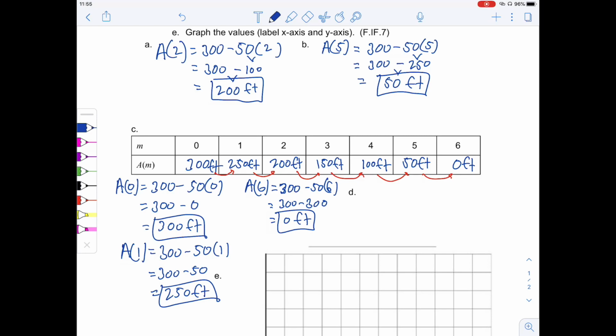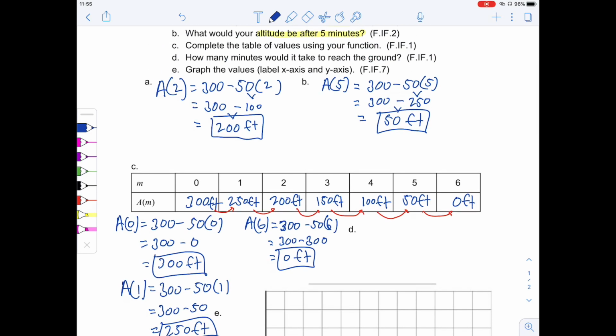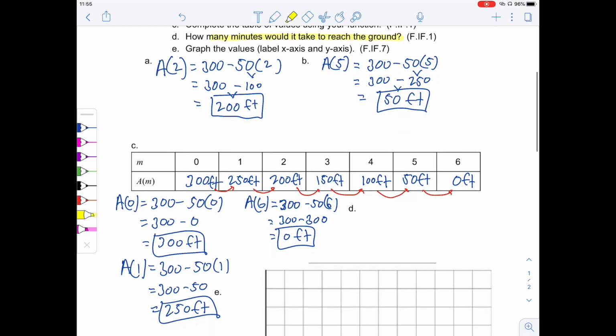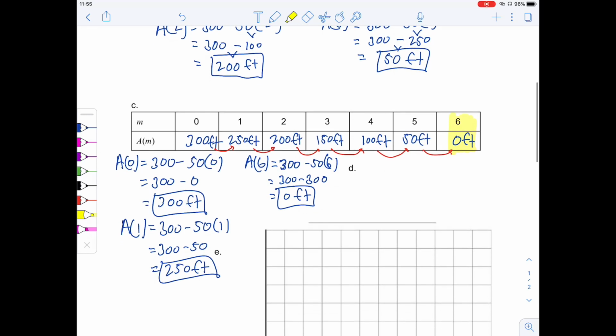And in part D, it asks, how many minutes would it take to reach the ground? So you're looking at when is your altitude 0, right? Because you reach the ground. So your altitude is 0 for this ordered pair, right? Your input is 6 minutes, your altitude is 0 feet. So your altitude is 0 feet at 6 minutes.